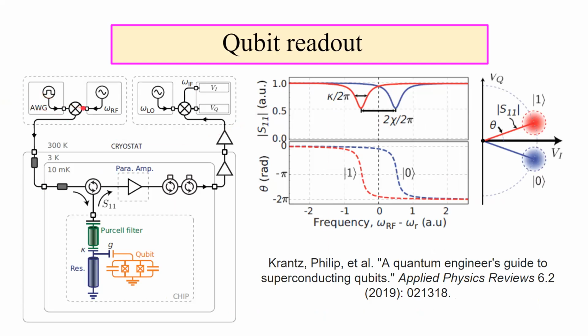As you can see, there's a setup which sends an RF signal to the qubit through a resonator, and the reflected signal S11, its phase and magnitude, will be different based on whether the qubit was in the 1 state or the 0 state. And that is how we can detect the state of the qubit, right? So this is how we control, manipulate and read out a qubit. And this was all about the physical realization of qubits.